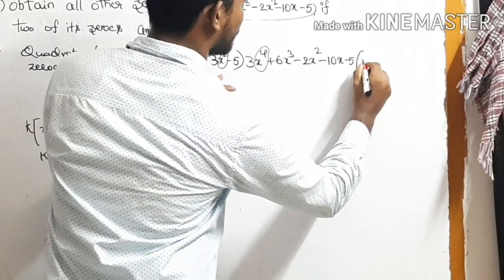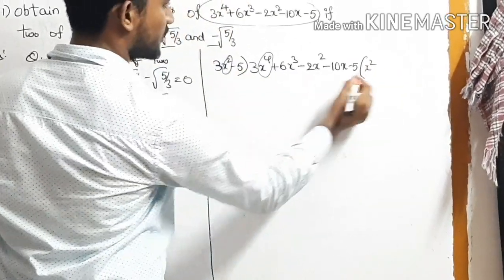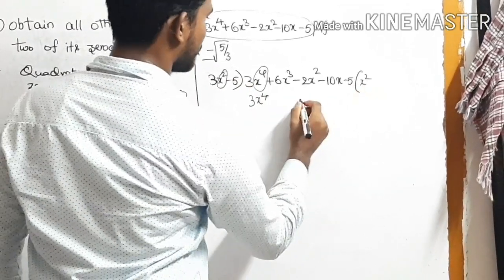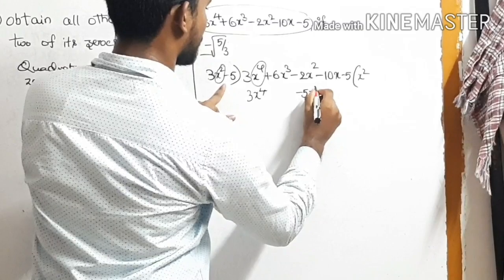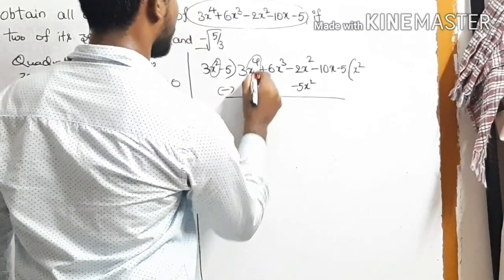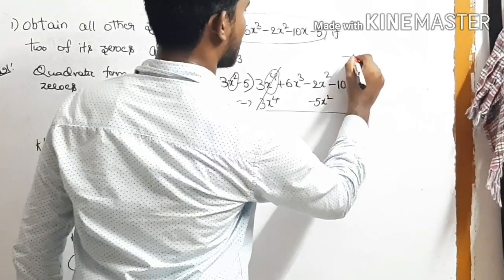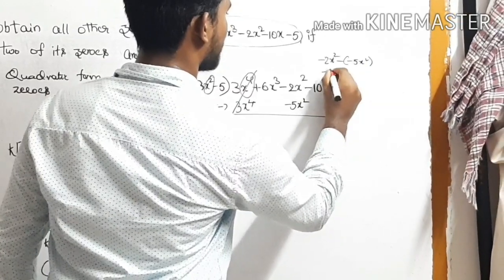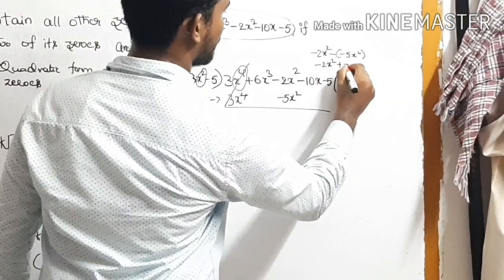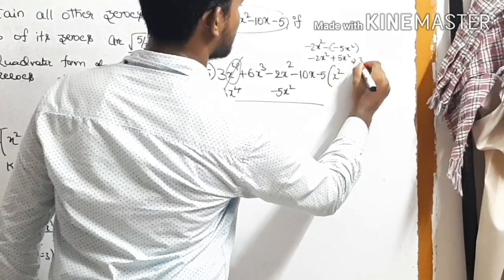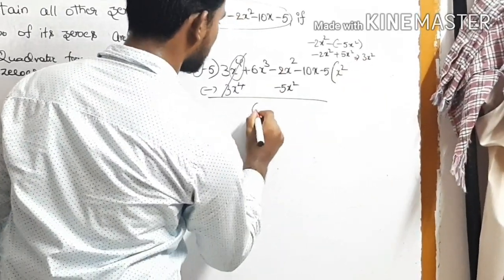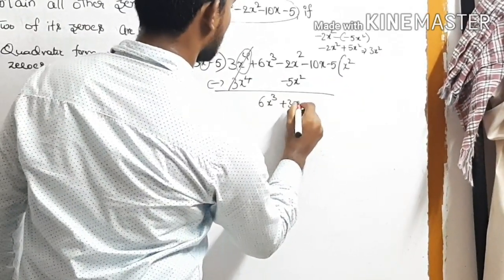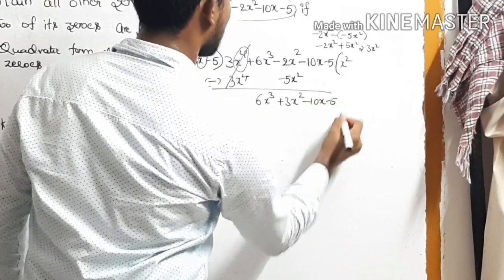First we multiply with x²: 3x² into x² gives 3x⁴. This one, −5 into x², gives −5x². Then by subtracting, these two are cancelled, and this one, −2x² minus of −5x², that is −2x² plus 5x², becomes 3x². This one as it is: 6x³ + 3x² − 10x − 5.